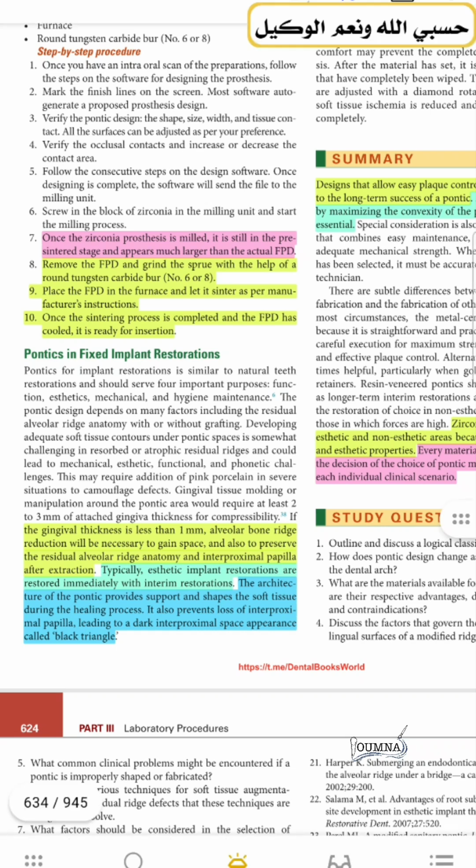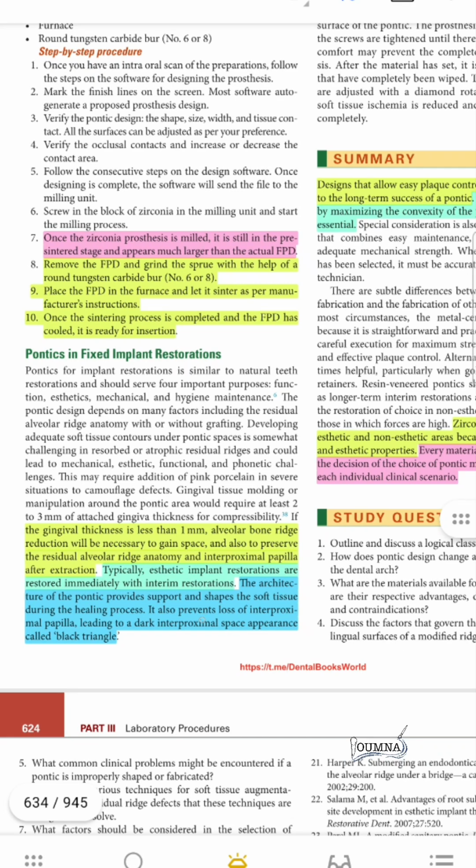dimension. For the Pontics and the fixed implant restorations, to get the best aesthetic results, we must have an immediate interim restoration placed on the implant to provide support and shape for the soft tissue during the healing process and prevent the loss of the interproximal papilla leading to dark triangles.